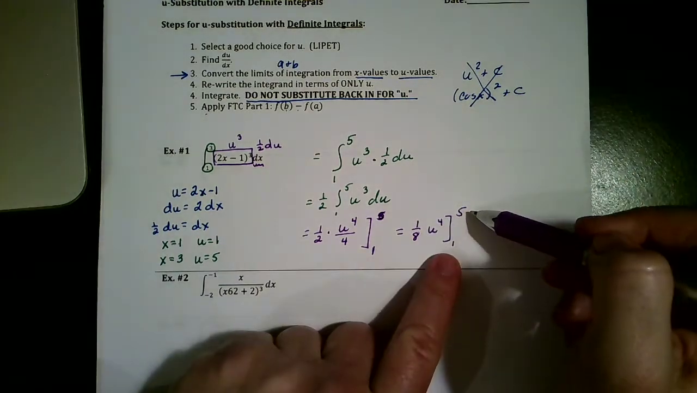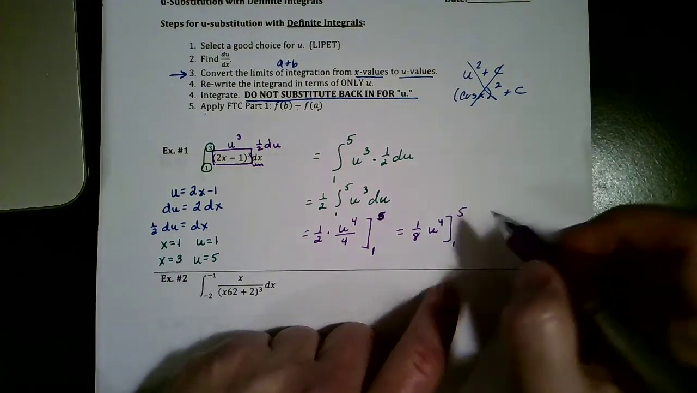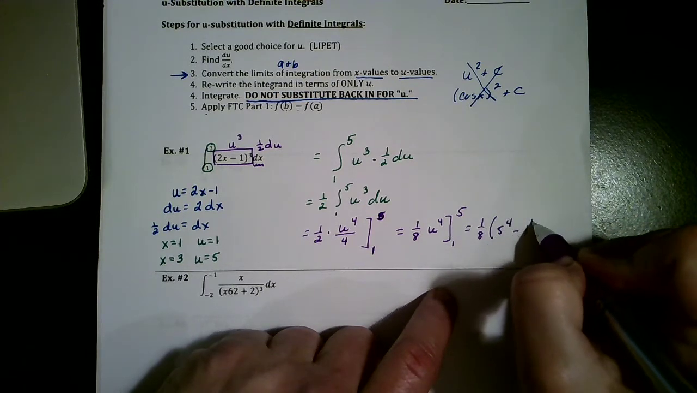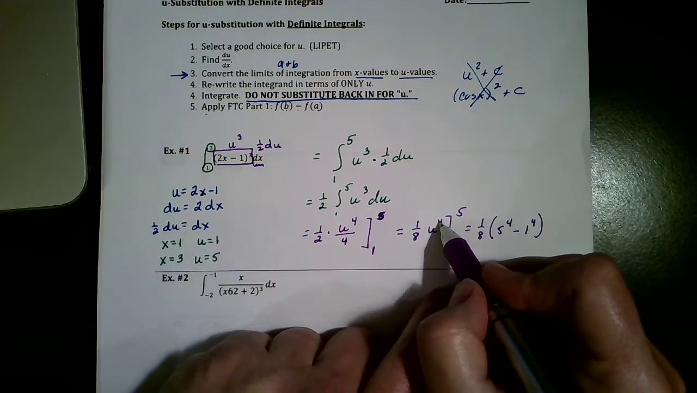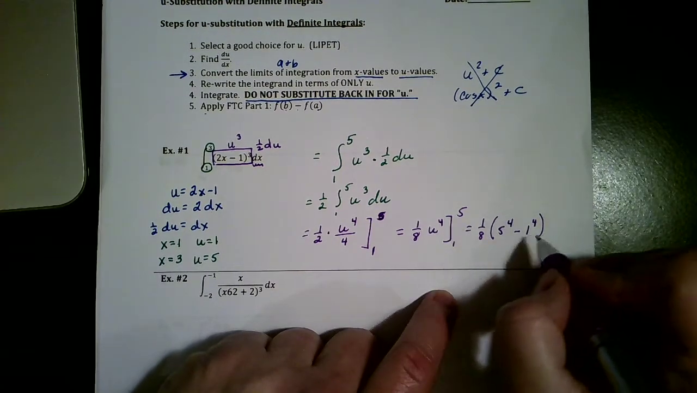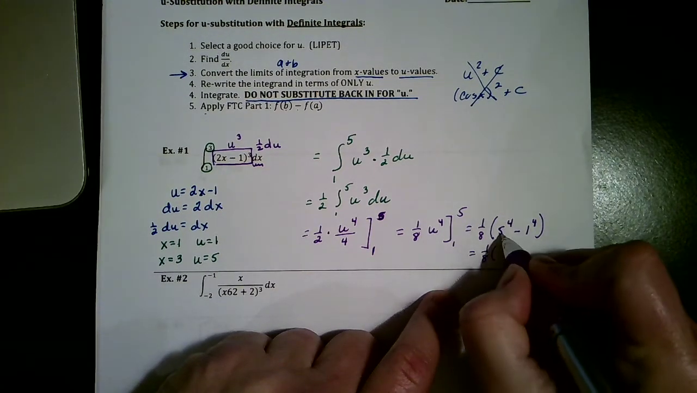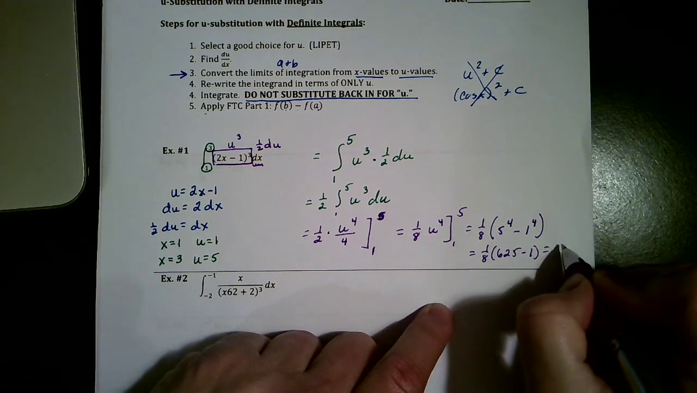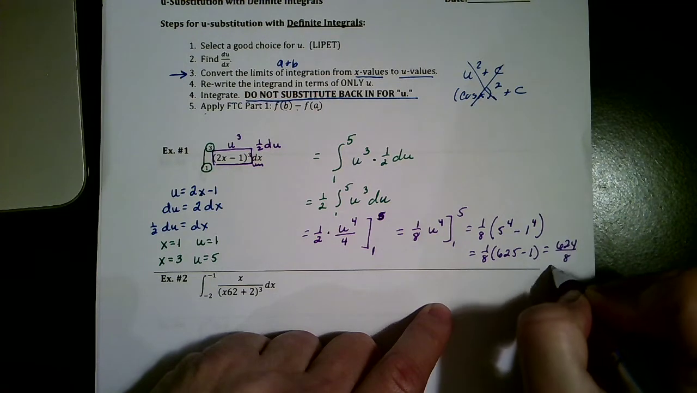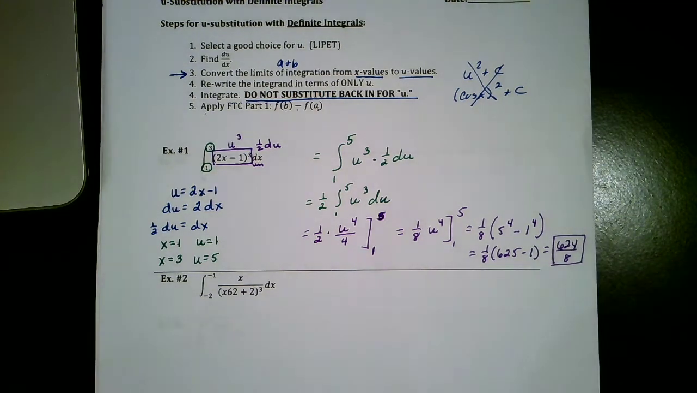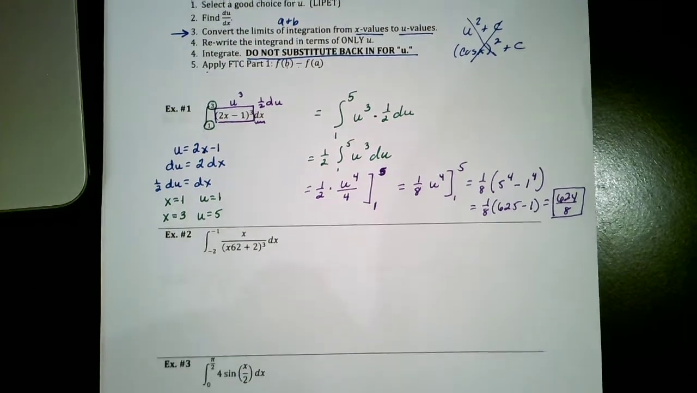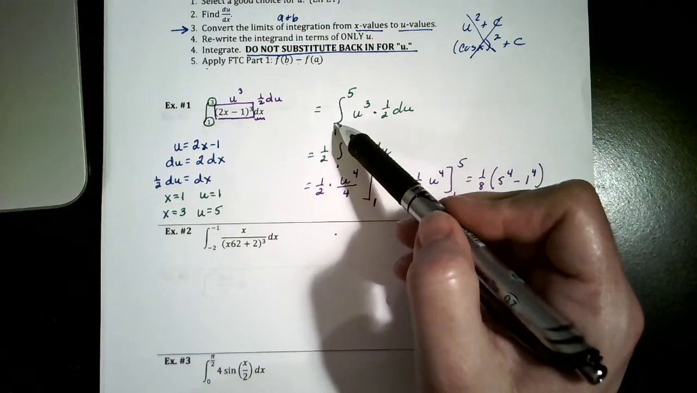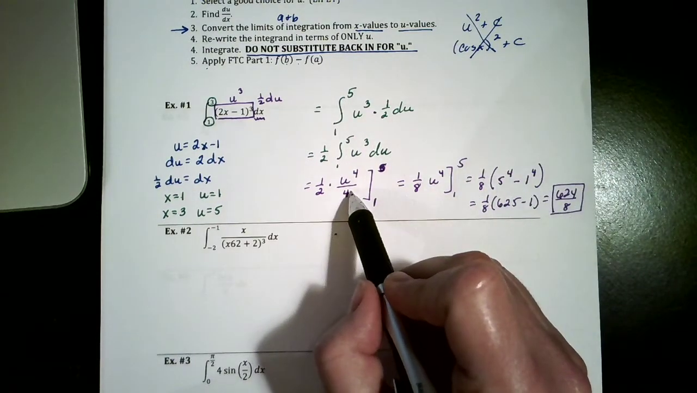And because these are u values instead of x values, I can plug them right in. So this becomes 1/8 times 5 to the fourth minus 1 to the fourth. Right? I plug 5 in, 5 to the fourth, plug 1 in, I get 1 to the fourth. So that's 1/8 times, what is that, 625 minus 1. So it's 624 divided by 8. Okay? So the big difference is we have to change our limits to u values and we don't resubstitute back in.